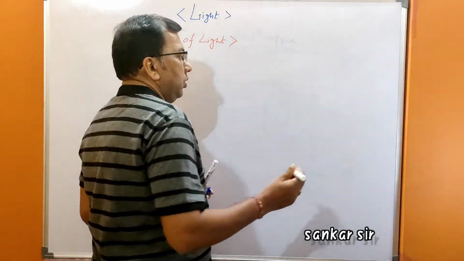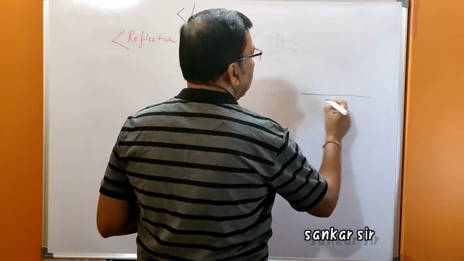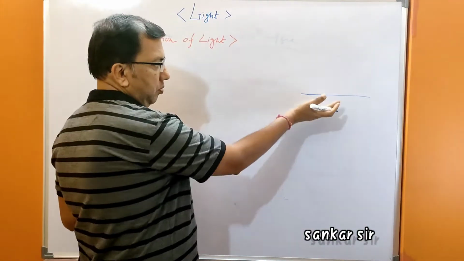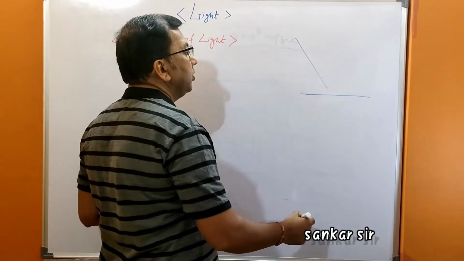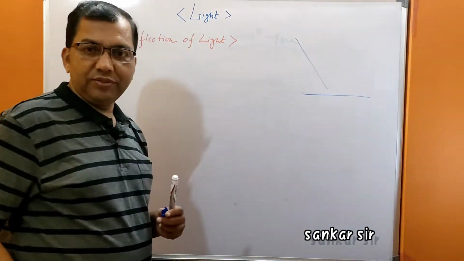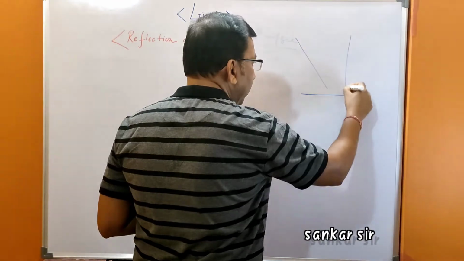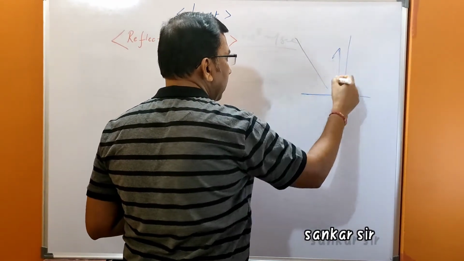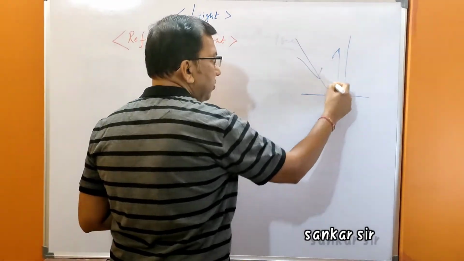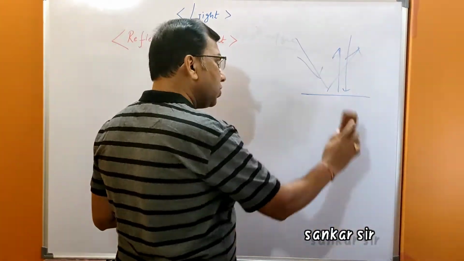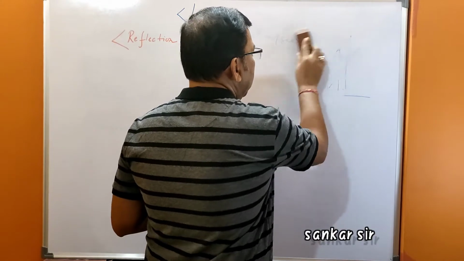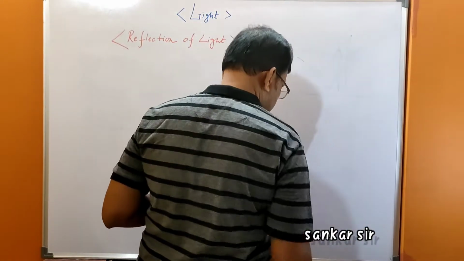Suppose this is the surface of the ground. If you drop a rubber ball on it, it bounces back. The same thing happens in the case of light also.